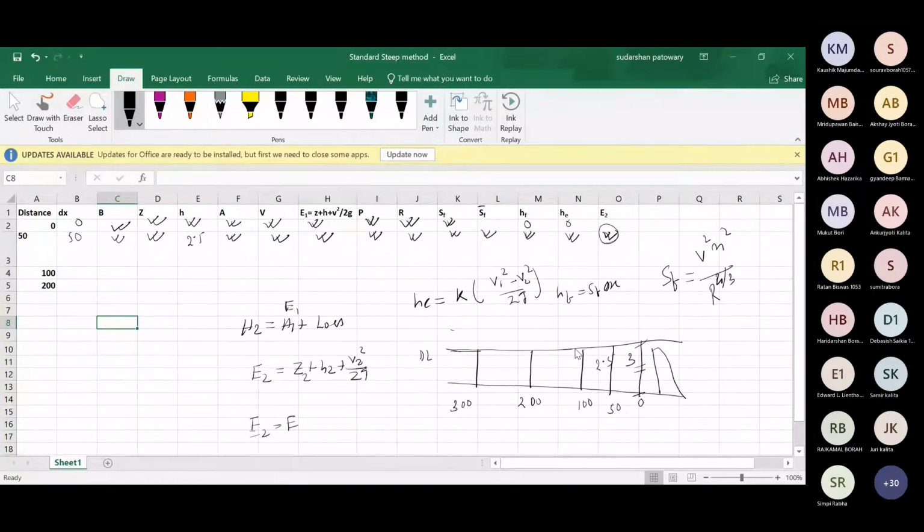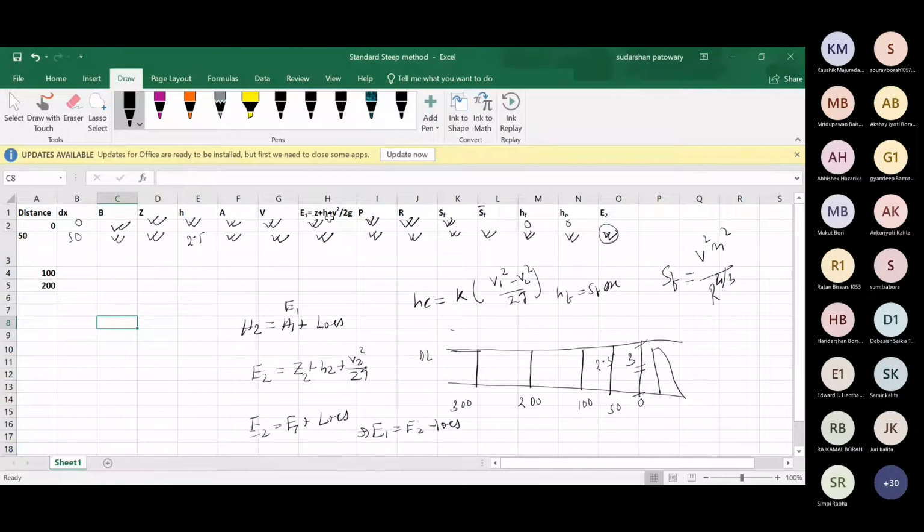So now, if you deduct, that means E1 is equal to what? E1 is equal to what? E2 minus loss, isn't it? So if you deduct this value, Hf, Hc, your loss, from E2, whether you will get this value E1 or not, that you have to say.